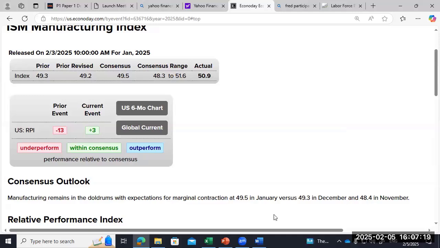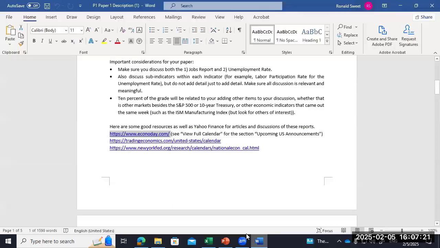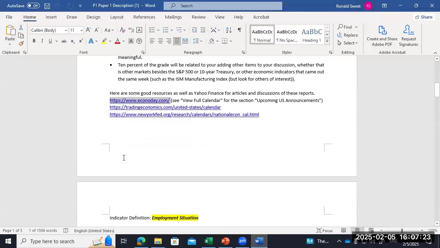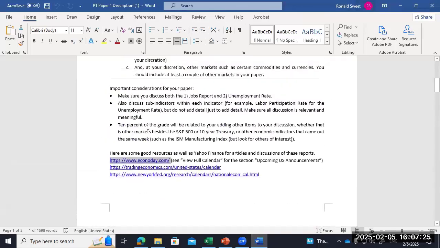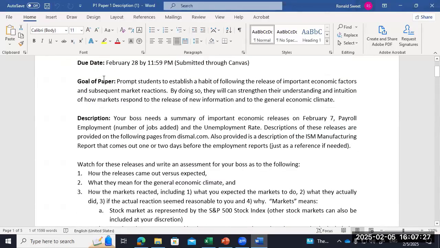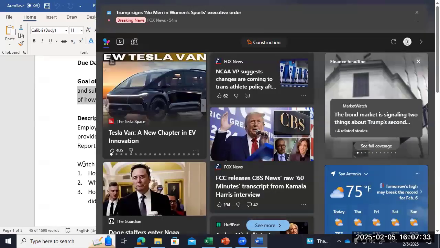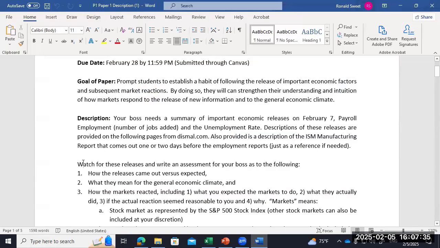One thing to really remember on this paper is that the paper is about the jobs report. We'll talk about this on Monday. That's all your boss asked you to write about, the jobs report. He didn't ask you, hey, what about ISM? So why would you put ISM in there? This is where students lose a lot of points on clarity.